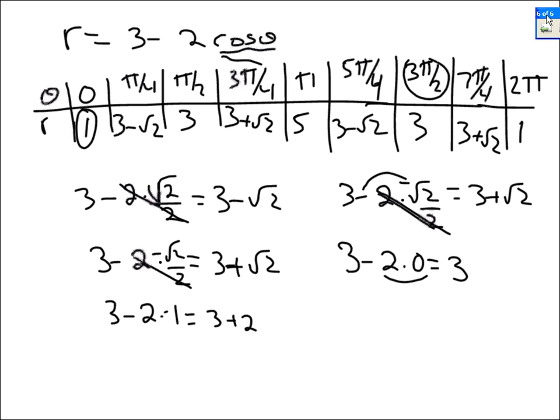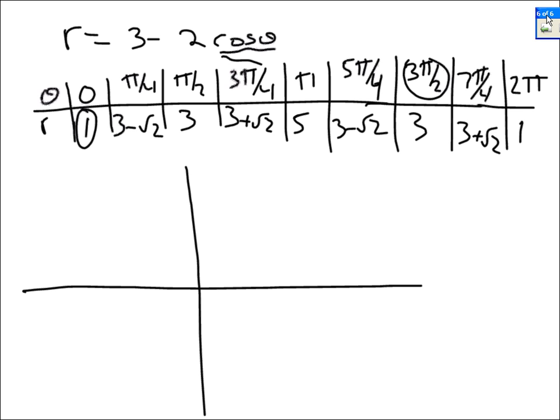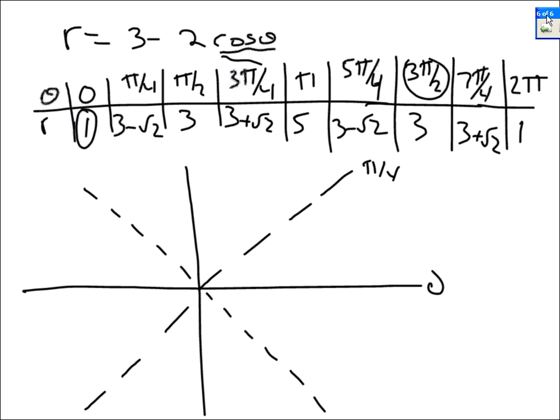Now, we plot the points, and we connect the dots. Plotting multiples of pi over 4, in my opinion, and I don't know everything, that's not a bad way of doing it, I think. 0, 1 pi over 4, 2 pi over 4, 3 pi over 4, 4 pi over 4, 5 pi over 4, 6 pi over 4, 7 pi over 4, and then 2 pi.